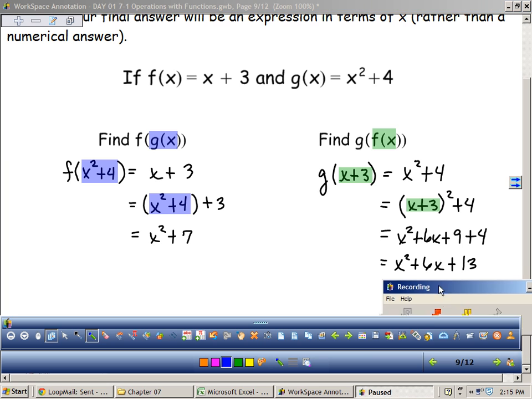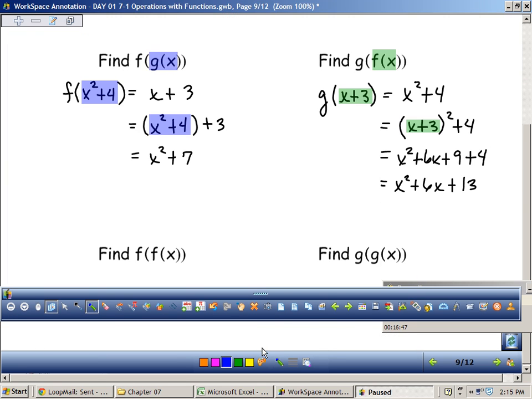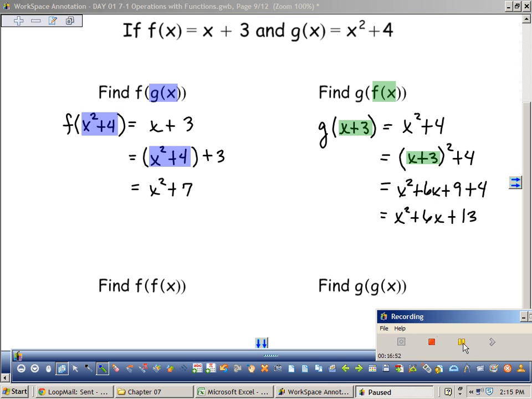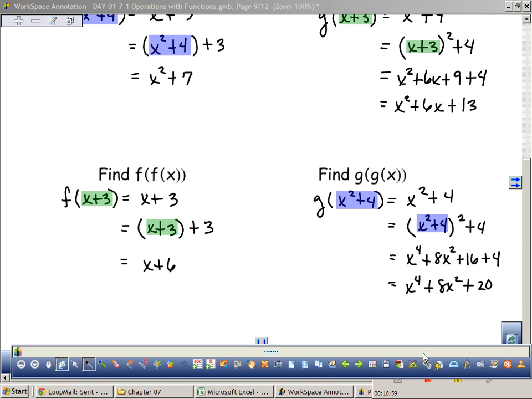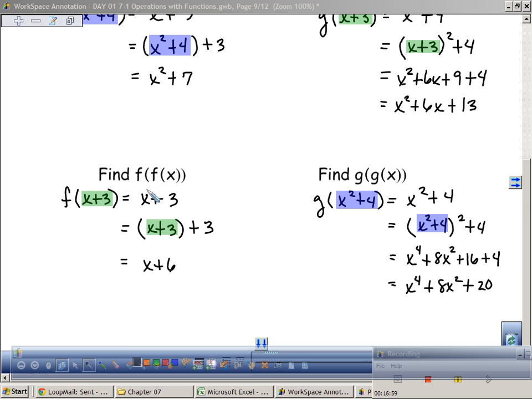Questions? All right, copy that one down and do the next two down here. I really need it to be right about here. Is that good? You guys can see everything there? Good. So here are the other two. This one finds f of x. So f of x is x plus 3, so I'm working inside first, right? Then I've got to replace x with x plus 3. This one's a little more difficult.